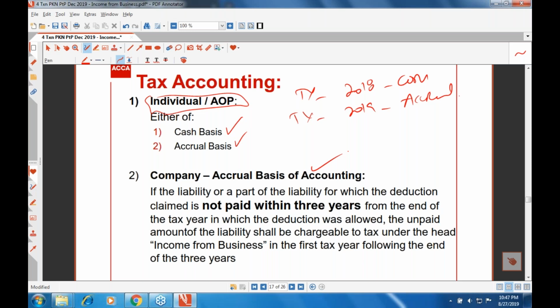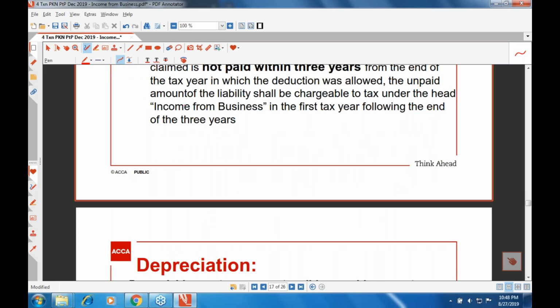And as we did discuss earlier also, if you have an expense, if you have a liability which was unpaid, and if you don't pay it for the next 3 years, then in the fourth year it will be added to your taxable income. So the tax accounting, it's either individual or AOP, it's either of cash or accrual basis, but for the company it has to be accrual basis.